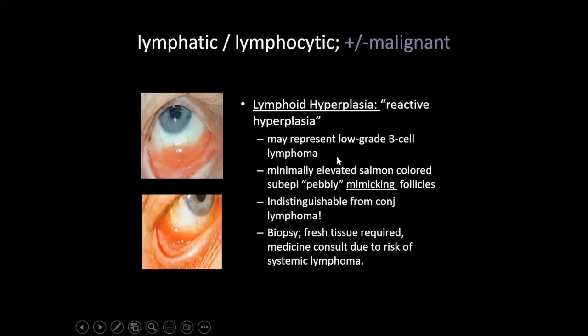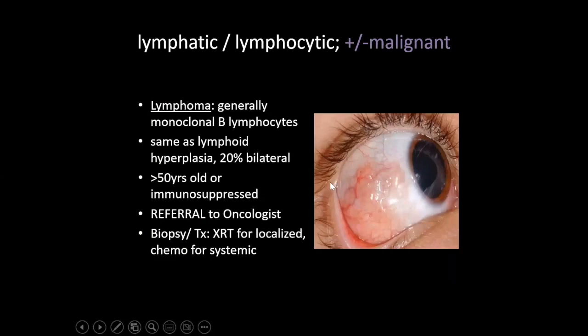Then we have the conjunctival malignancies. Lymphoid hyperplasia is what we used to call the reactive hyperplasia. But what is dangerous about it is that it has a very high tendency to transform into a conjunctival lymphoma. Therefore, you have to take note of that. Then the lymphoma itself generally is a monoclonal B lymphocyte. And it tends to present clinically the same way as a lymphoid hyperplasia.